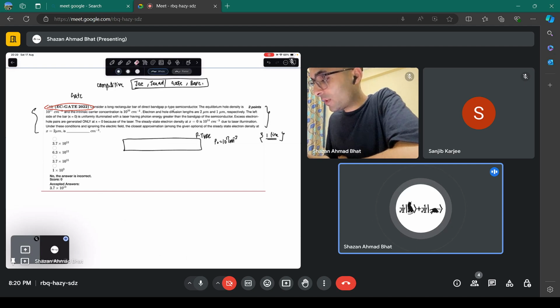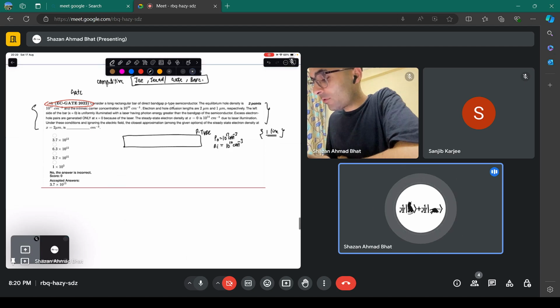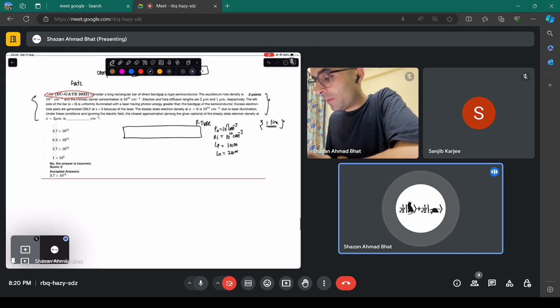And the intrinsic carrier concentration, ni, is equivalent to 10 to the power 10 per centimeter cube. Electron and hole diffusion lengths are given. This is hole diffusion length as 1 micrometer, electron diffusion length as 2 micrometer. The left side of the bar is x equals 0, and let's say this is x equals L.